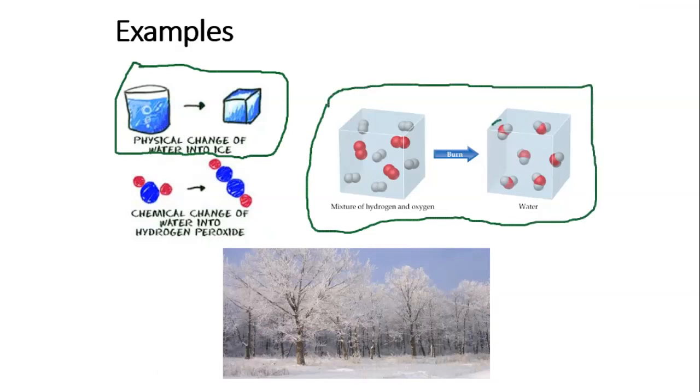Because if you notice on the product side, we have a different material than on the reactant side, and we can't go back to it by physical means. When water is reacted to form hydrogen peroxide, this is a chemical change. You can't go back to what you start with. The formation of frost is a physical change. You're going from one state of water to another state of water. These are just some examples of chemical and physical changes.